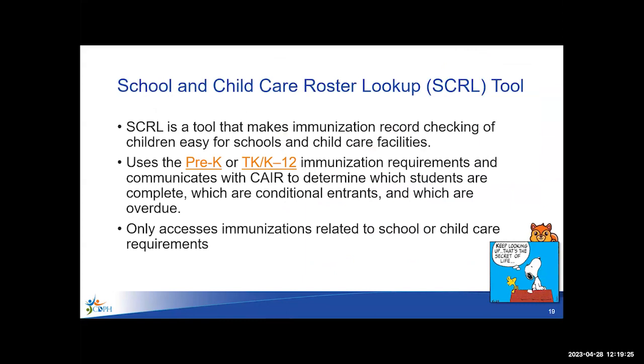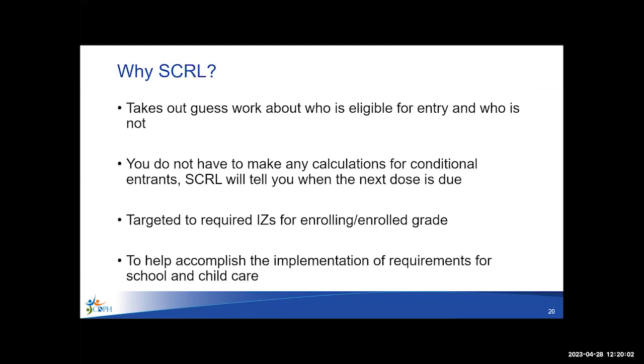It's okay. Okay, so now back to the school and childcare roster lookup tool. We like to call it SQUIRREL. It is a tool that makes immunization record checking for you in the childcare world much easier. It takes the pre-kindergarten immunization requirements and communicates with CAIR to determine which students are complete, which are conditional entrants, and which are overdue. Those three categories we'll talk more about as well. It only accesses immunizations related to childcare requirements, and it's something that is usable now.